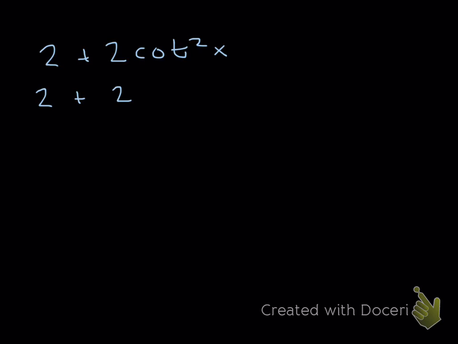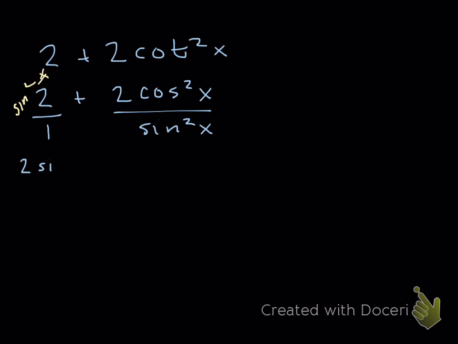So I'll have 2 plus 2 cosine squared of x over sine squared of x. I can put the 2 over a 1, so I'm going to have to get common denominators. So I'd be multiplying this fraction by sine squared, top and bottom, to get the common denominator. So it will become 2 sine squared of x over sine squared, plus 2 cosine squared of x over sine squared.